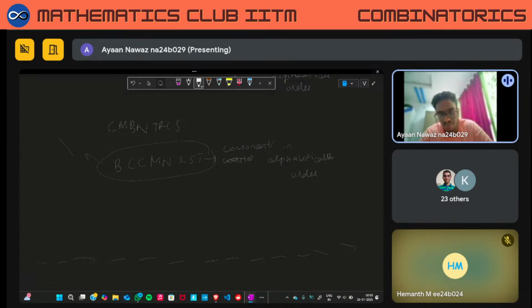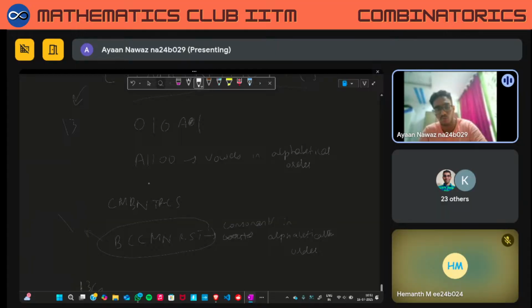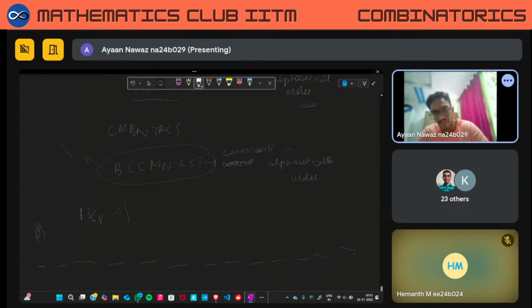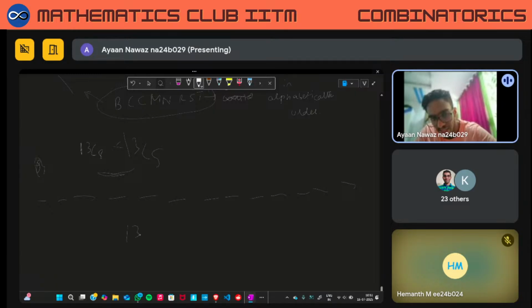So out of these 13 places we have to fit these eight consonants. We have to choose eight places out of these 13 places, and these eight consonants will automatically go into those eight places, and we do not have to permute them. The remaining five places will be filled with these vowels, again without permutation, because if you permute them, it basically ruins the condition which they have given. So 13C8, or 13C5 if you choose to do it with the vowels, which are the same thing because nCr is equal to nC(n minus r). So your answer is 13C8.